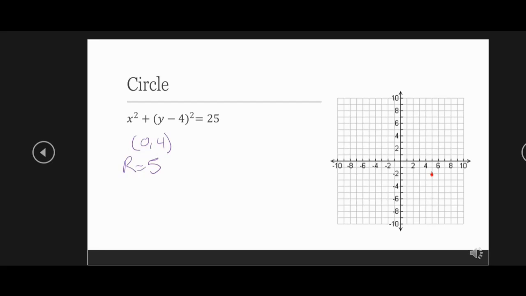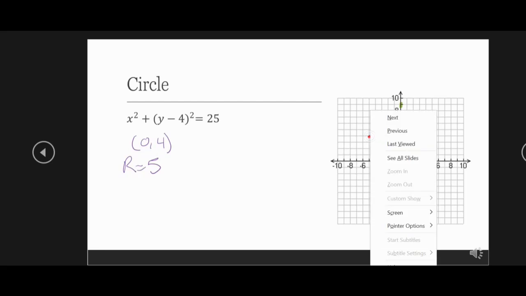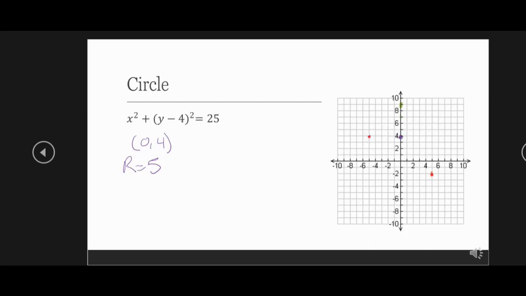We have them, 0, 4. So let's plot them. 0, 4, here's my center. And my radius is 5. So I'm just going to count out 5 left, right, up, and down. So 1, 2, 3, 4, 5. Here we go. Next point is 5 over, 1, 2, 3. Then we go 5 in the next direction to the right.